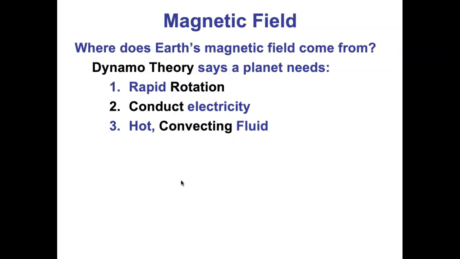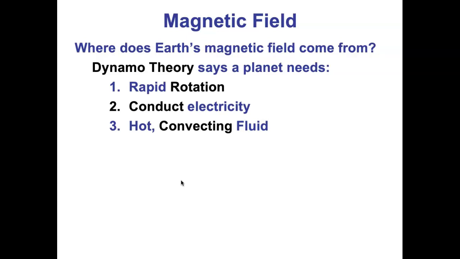Another consequence of active geology is that the Earth generates a magnetic field. All right, so how does a planet generate a magnetic field? Not just the Earth, but any planet. Well, it's a little complicated, but the best theory that we have today to explain the magnetic fields of planets is what's called the dynamo theory. The dynamo theory says that in order for a planet to generate its own magnetic field, the planet needs to meet three criteria.